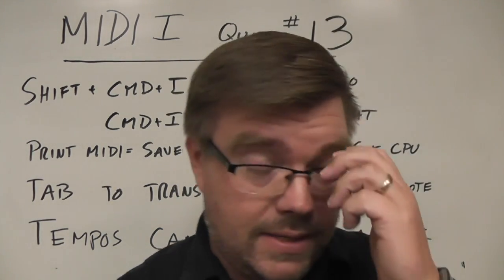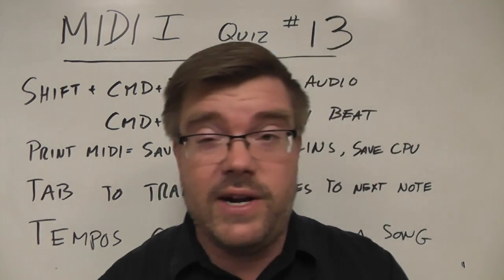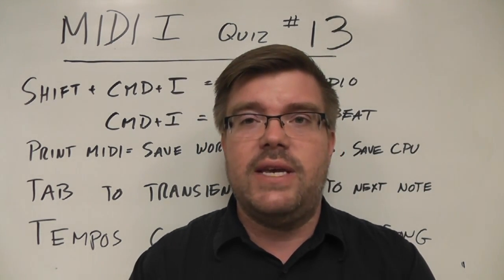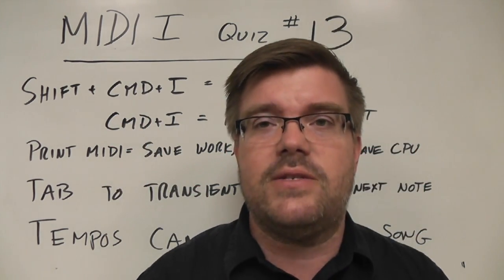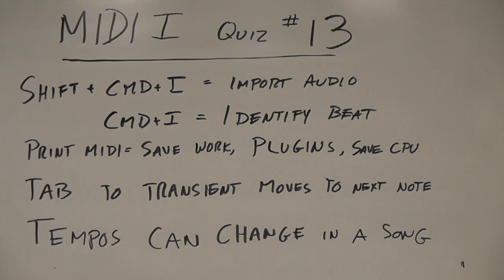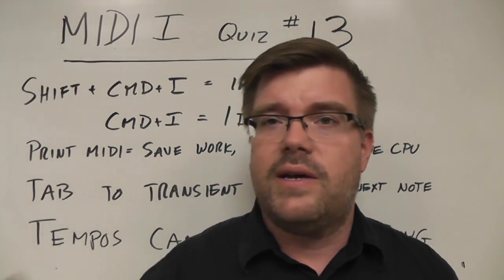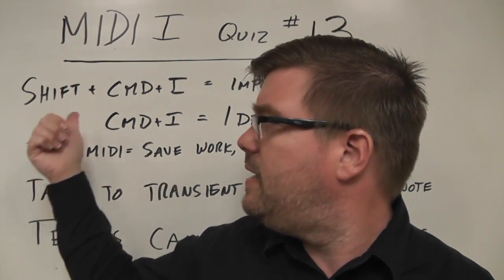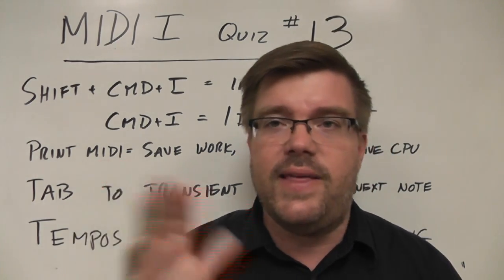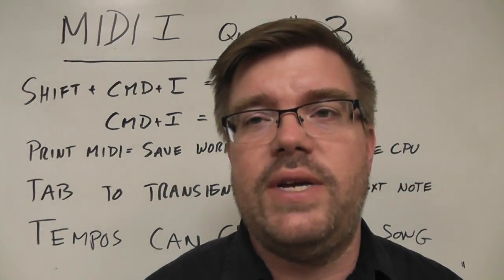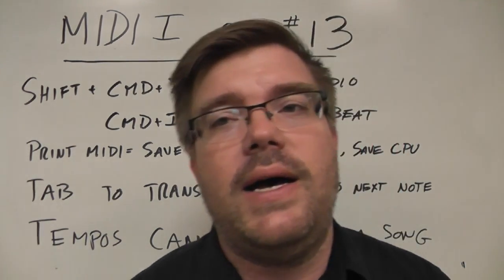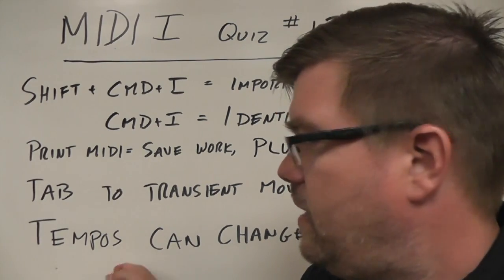Tab to transient is a neat little trick if you have it enabled in Pro Tools, and it will take you from your cursor wherever it is to the next note. It will advance to the next note. And we combined this in the demonstration we did in class, if you remember, to find the tempo of a song that was not recorded to a click. We did combine the tab to transient, Command-I, identify that as the beat, and go and go and go, and it will create a new tempo map for us.